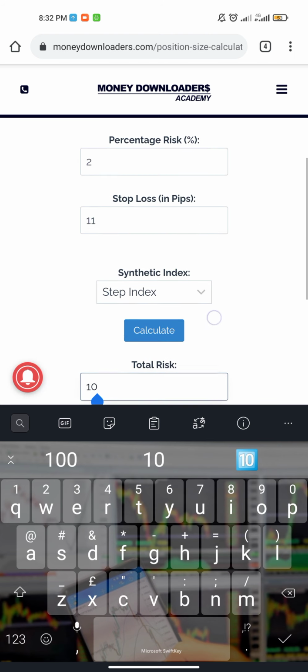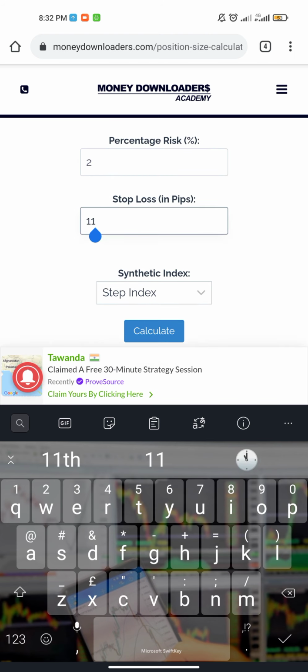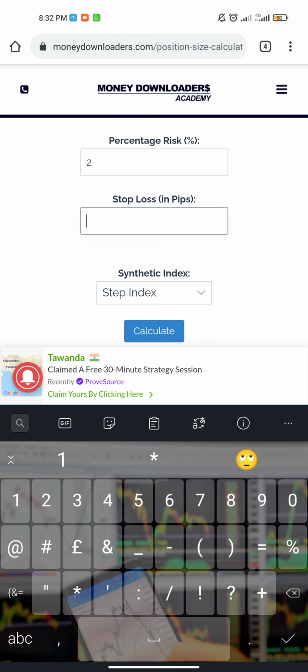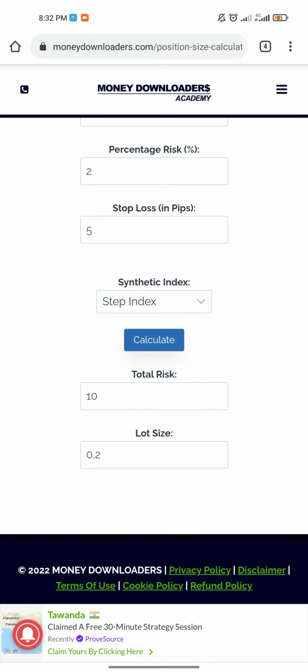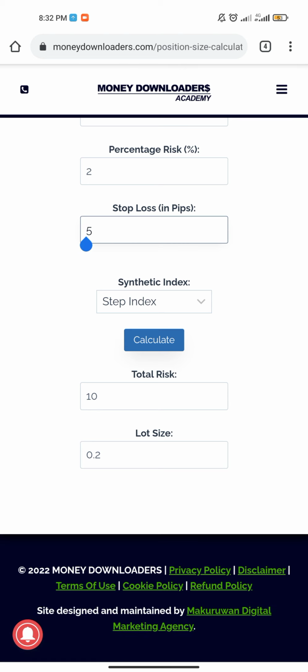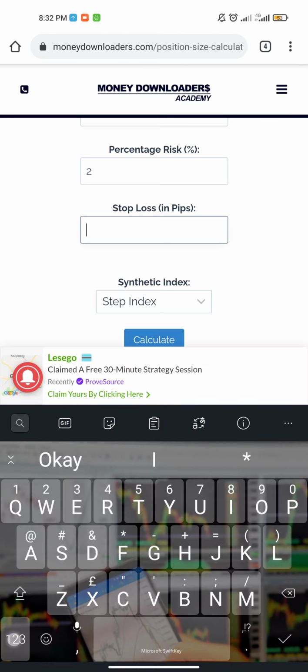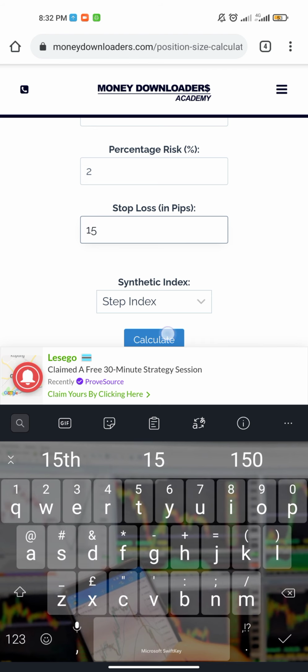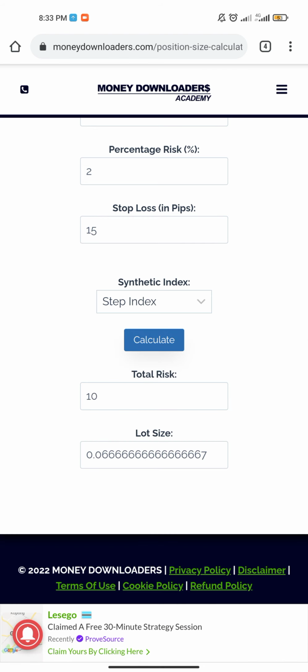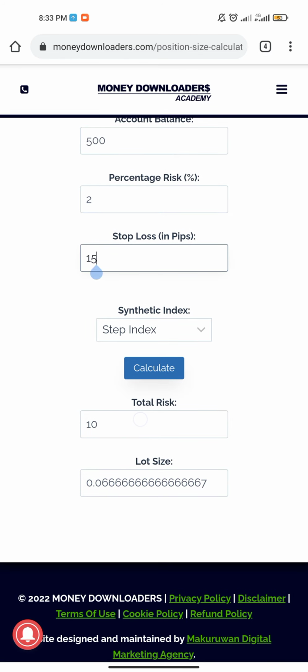Now let's say our stop loss is just 5 pips. Calculate. Now you see the loss size they recommend for me. I will still lose the same $10, risking 2%, which is 0.2 loss size. Now if we have higher pips, let's say 15 pips stop loss, now 0.06 was recommended for me, still taking the same amount of risk, which is $10.